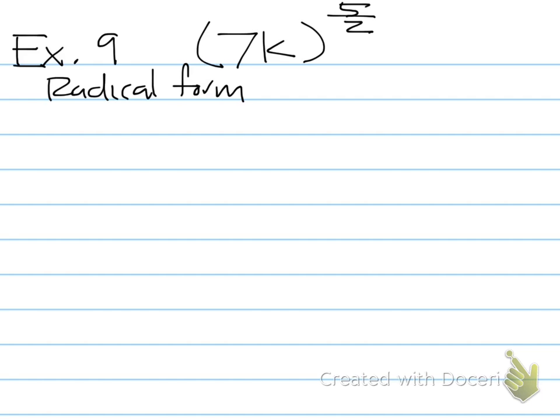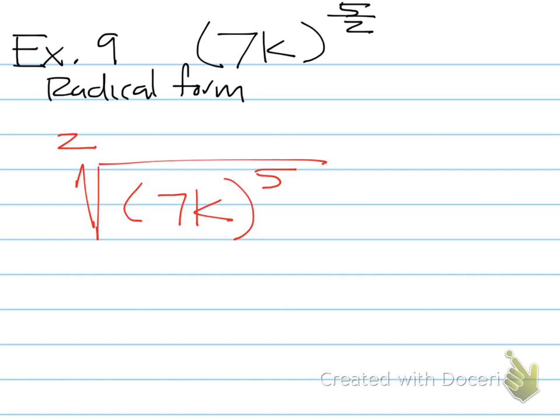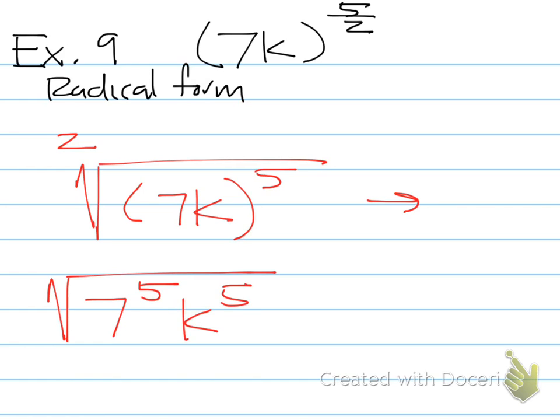And now we want to go in the reverse direction and write these rational exponents as radicals. So we want to raise 7 to the 5/2 power and k to the 5/2 power. The denominator of the exponent is the index of the radical, and then the numerator of the exponent is the power for the radicand, 7k. All right, so we have a square root and then 7k to the 5th power. Except we don't write the 2 for square roots. All right, and then just raise everything in that radicand to the 5th power.